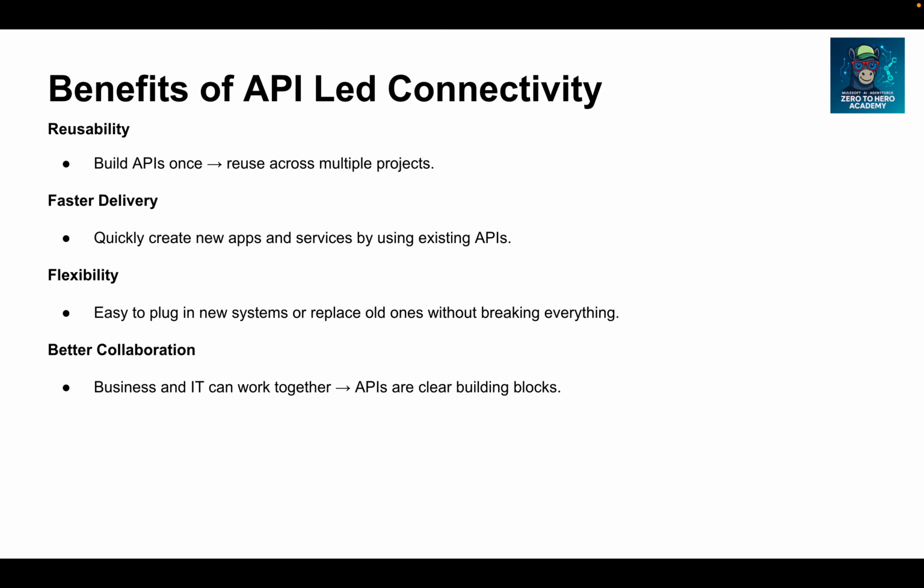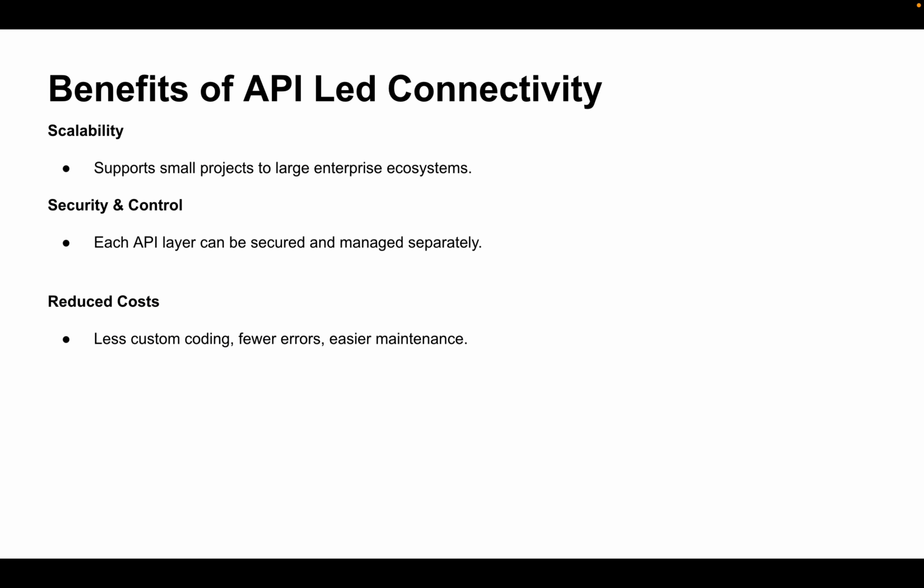Better collaboration: business and IT can work together, APIs are the clear building blocks. So as I mentioned, we have something called Anypoint Exchange where you can publish your API, and later even a business or IT person can go and check whether this particular API is available or not, right? So that is where the Anypoint Exchange becomes a very critical part of the MuleSoft ecosystem. Scalability: you can easily scale your API as and when needed, right, sometimes even without downtime.